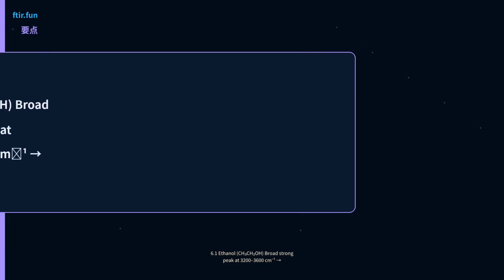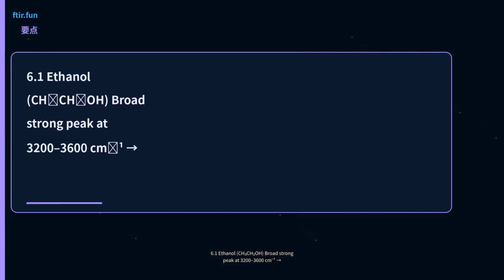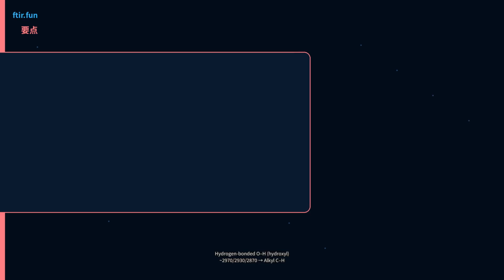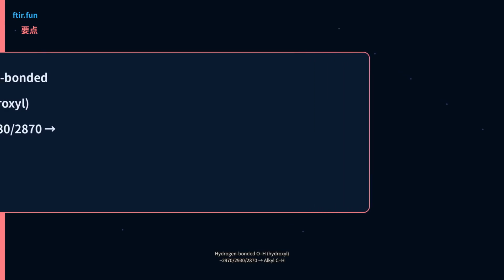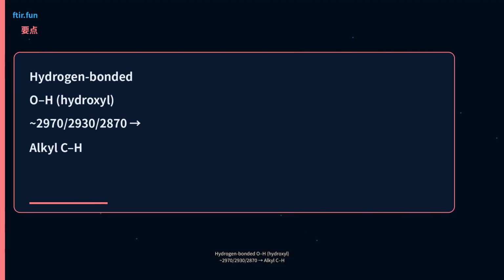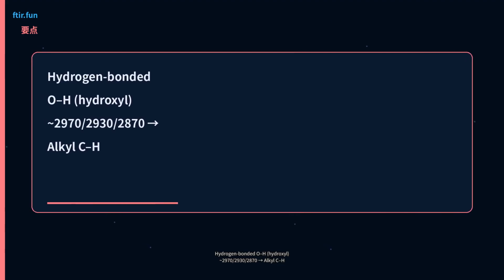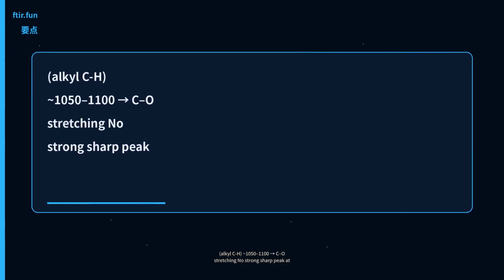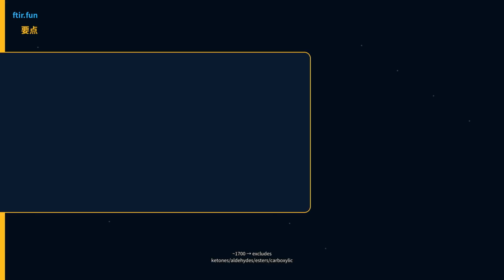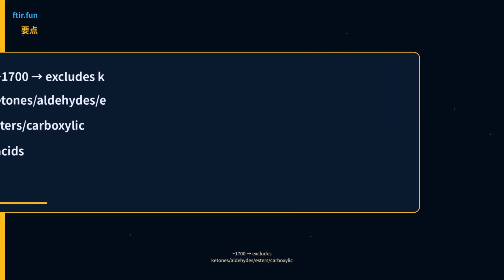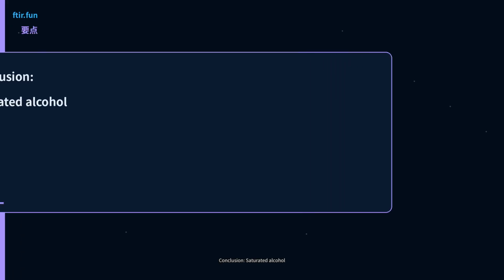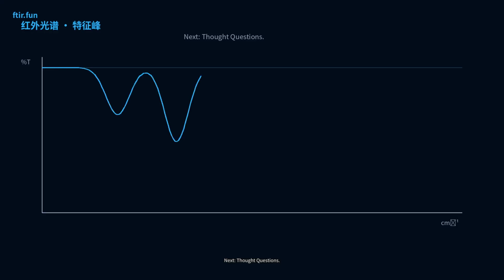6.1 Ethanol, CH3CH2OH. A broad strong peak at 3,200-3,600 centimeters inverse indicates a hydrogen-bonded hydroxyl. Peaks at 2,972 and 2,930 and 2,870 indicate alkyl C-H. Near 1,050 is the C-O stretching. No strong sharp peak at 1,700 excludes ketones, aldehydes, esters, and carboxylic acids. Conclusion: saturated alcohol. Next, thought questions.